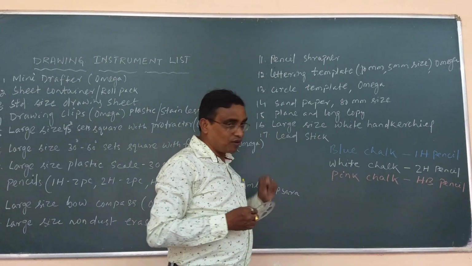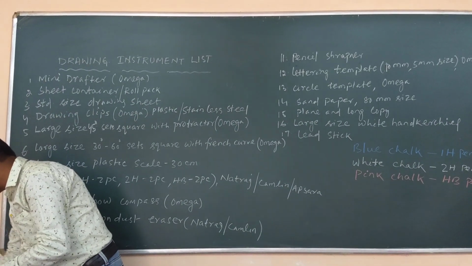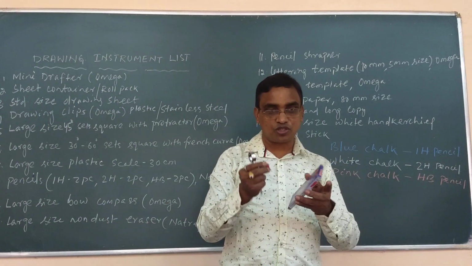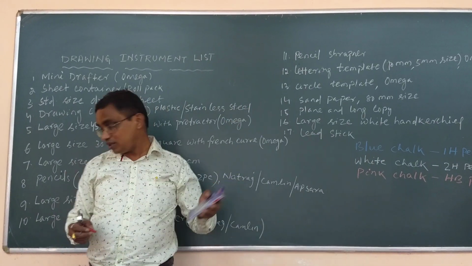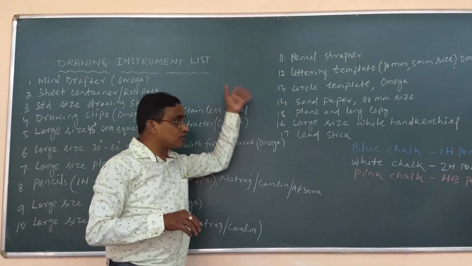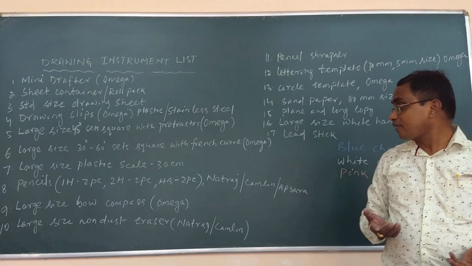And that lead stick, I already told you, in that packet, with the help of bow compass, that lead stick is available. When you purchase your bow compass, just to mark whether lead stick is available or not. So these are all the drawing instrument lists. When you purchase all the drawing instruments, then only you will proceed next.